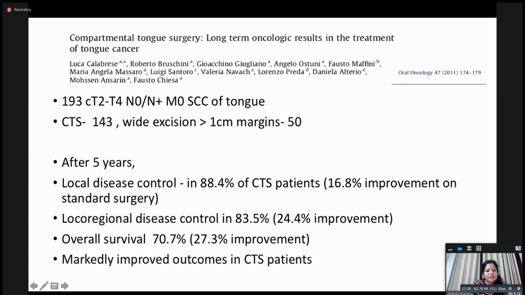And they subsequently published their data in 2011. Though it was a retrospective study, they included 193 patients: 143 patients underwent compartmental tongue surgery, and in 50 patients wide excision with more than 1 centimeter margins was done. They saw that after 5 years, local disease control, loco-regional disease control, and overall survival were significantly better in the compartment tongue surgery group. And so that is why they proposed that all tongue cancer should undergo compartment resection.